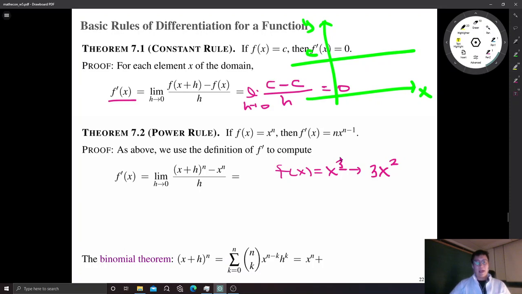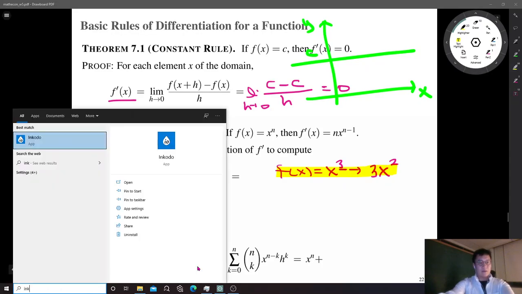Okay? And I'm not going to prove this rule, because that is a little bit tedious. If you wonder about the exact procedure of getting this rule, you may refer to the textbook. But I'm going to show you the proof of this example. Okay? So how do you get 3x squared using the definition of the derivative? Let me open my note.